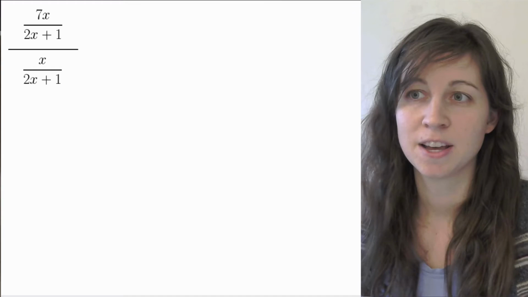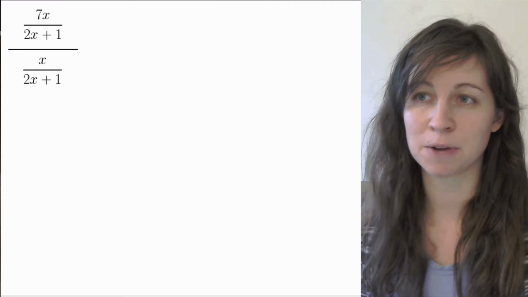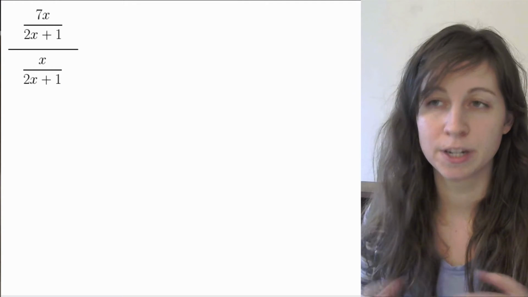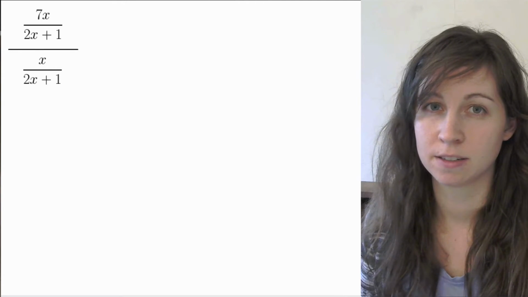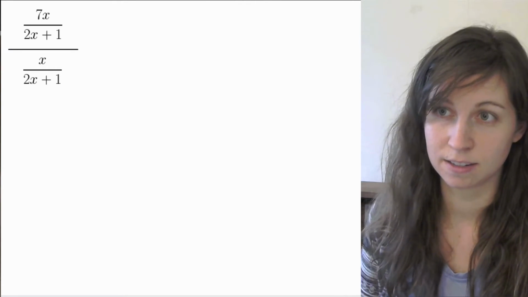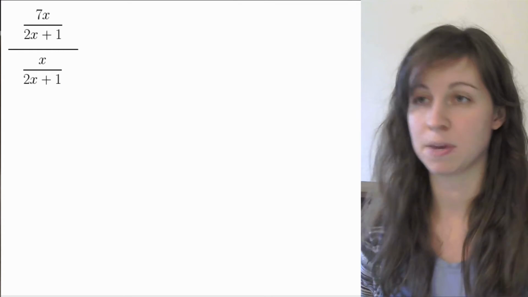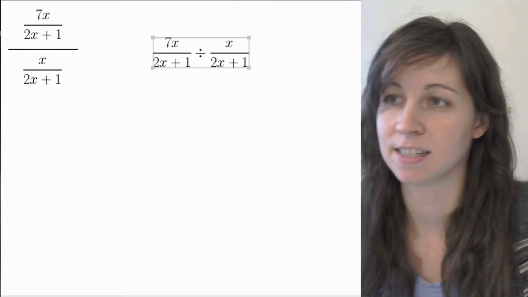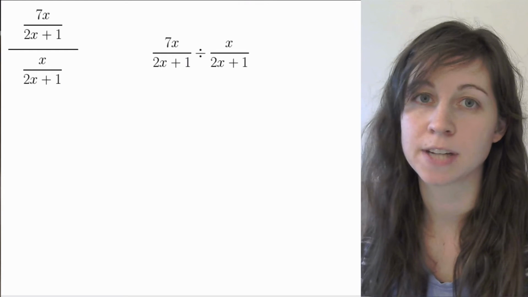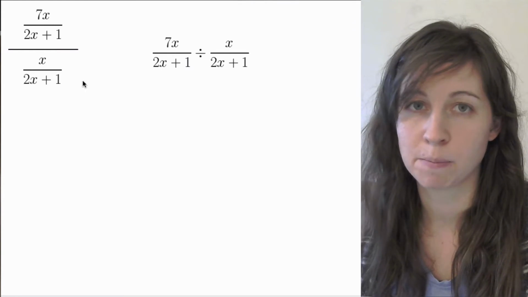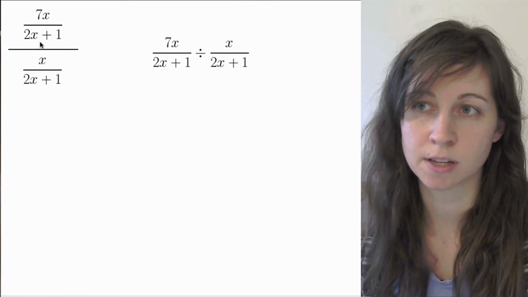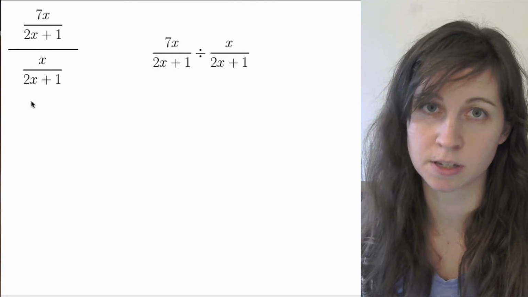Here's our first one. So we have this big massive compound fraction here, and we're going to say this is the same as 7x over 2x plus 1 divided by x over 2x plus 1. So we're going to make this look like that. And this is going to be our goal every time we're dealing with these fractions. When we have a compound fraction, we want the top to be just a single fraction and the bottom to be just a single fraction.